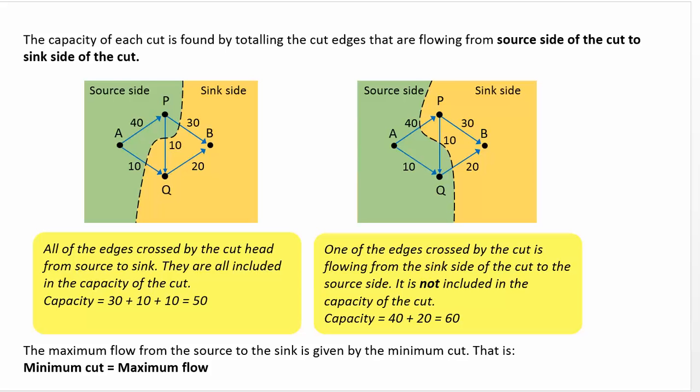When we make our cuts, we've got to make sure that they cut the flow. So in this first instance, the 10, 10 and 30 cuts all flow from the source side to the sink side, and it's pretty easy to follow.